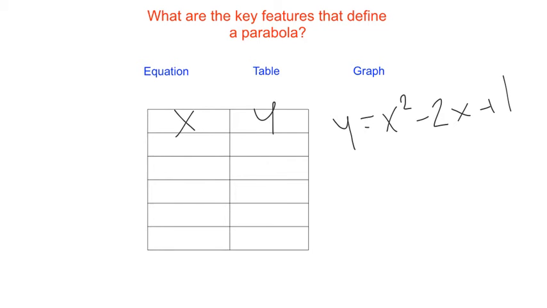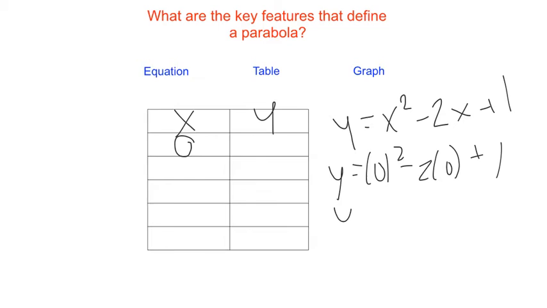Let's start off with 0. So when x is 0, that means that y equals 0 squared minus 2 times 0 plus 1. And if I simplify that, I get y equals 1. So y is 1. Okay, and that matches up with what I said earlier, that the y-intercept is the number on the end, 1 in this case.